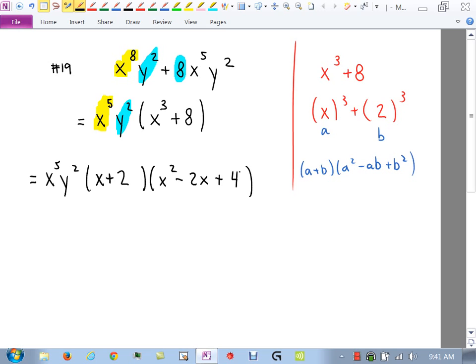And then what did we say about this trinomial out here? They won't factor, right? Okay, so I don't have to worry about that. And then x plus 2 is 2 terms, but it doesn't look like a sum of cubes or a difference of cubes or sum of squares or anything like that. So it's prime, it won't factor. So this is it. This is our answer.